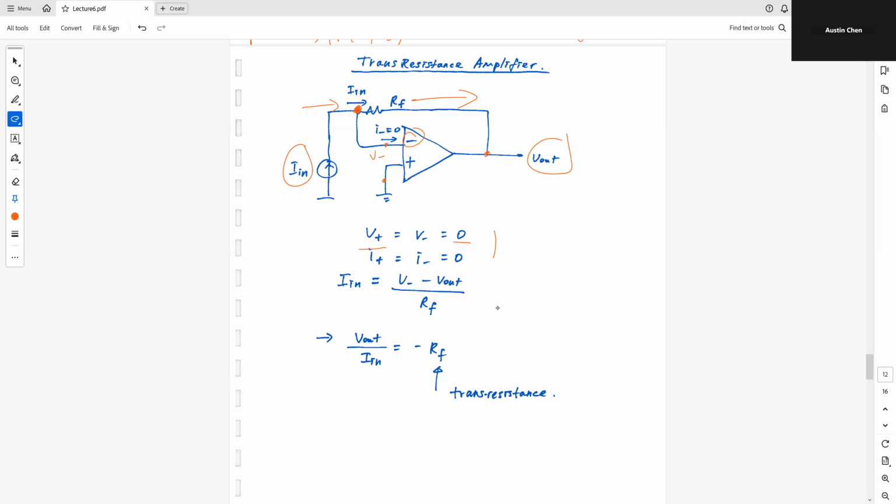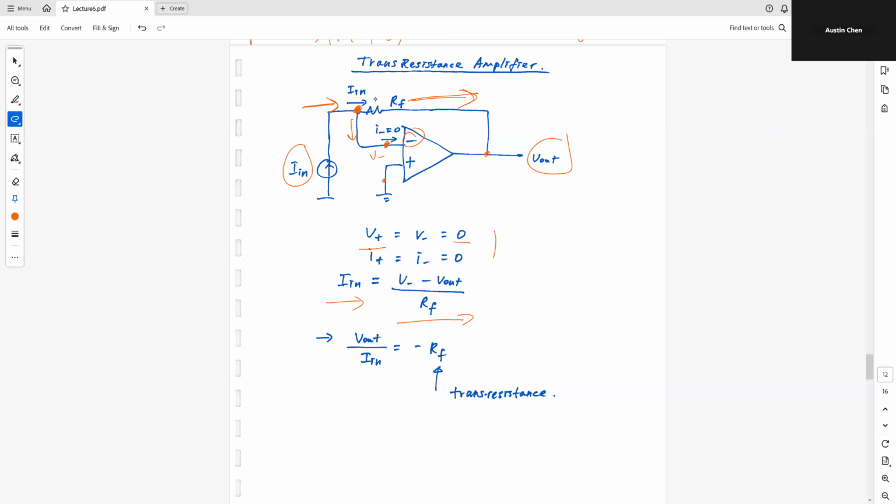So what is the current leaving the node? Well, the current leaving the node is equal to V minus, this point here is V minus, minus V out divided by RF, where RF is this resistor between V minus and V out. So I have this current going in here, and this is equal to the current leaving the node. And we know that this current, which is I minus, is equal to 0. So I'm only focused on this current and this current.